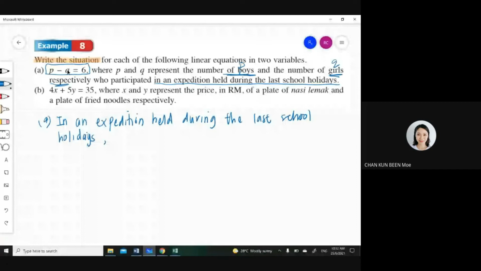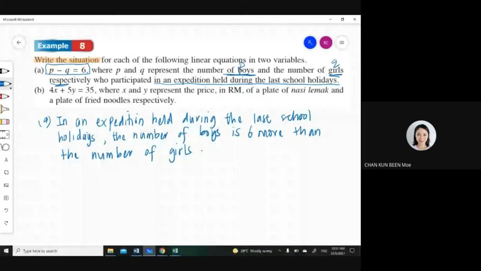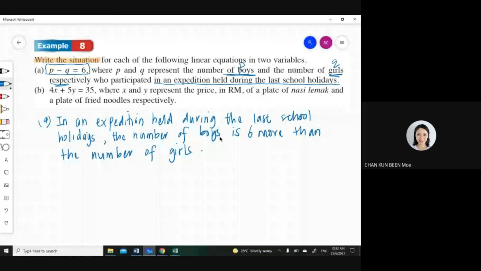Okay, so we just continue our statement over here by writing: the number of boys is 6 more than the number of girls. Yes, the number of girls. Very good. You can rearrange the statement. It's up to you how you want to arrange it in your own words. You don't have to follow exactly the same, but the information given you have to follow, like the expedition held during the last school holiday. Maybe you can say the difference of the number of boys and girls is 6. Also can, because minus means the difference. Okay, it's up to you.